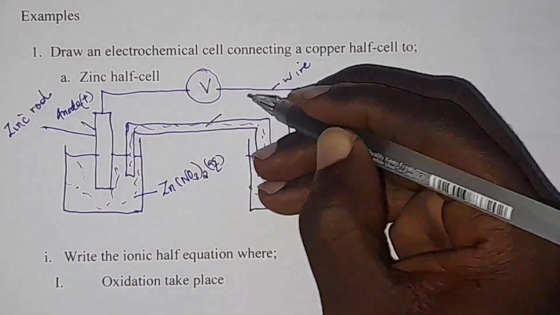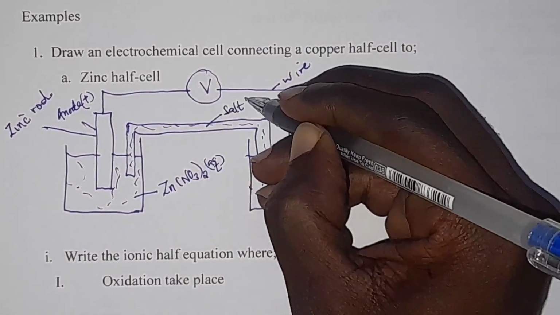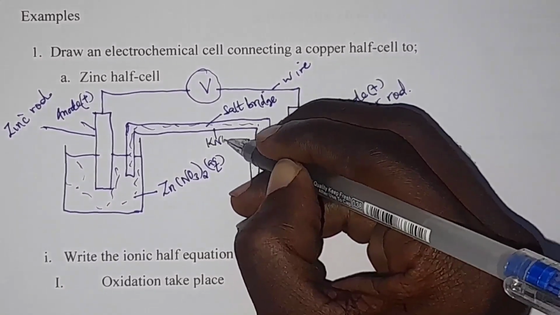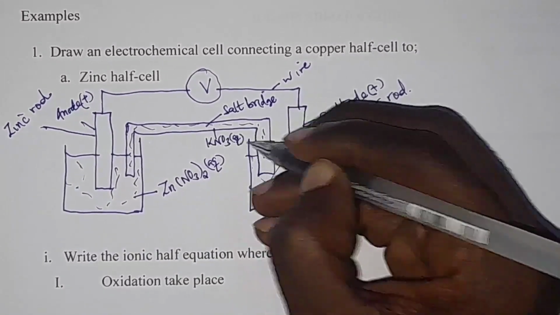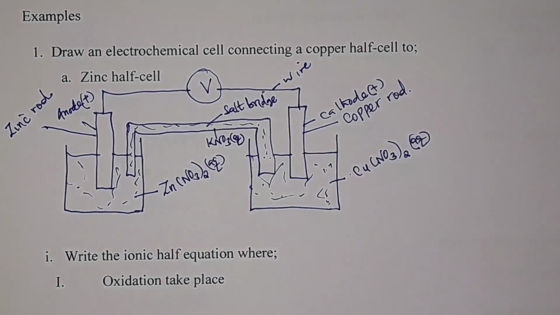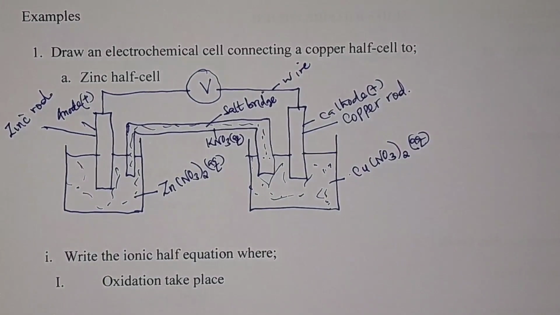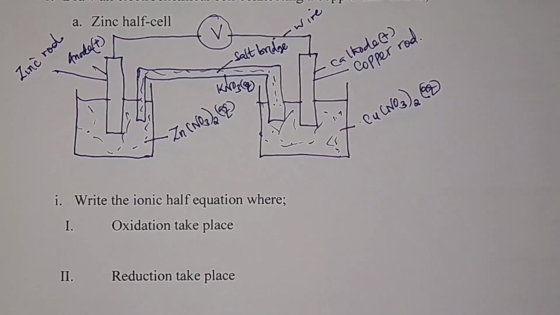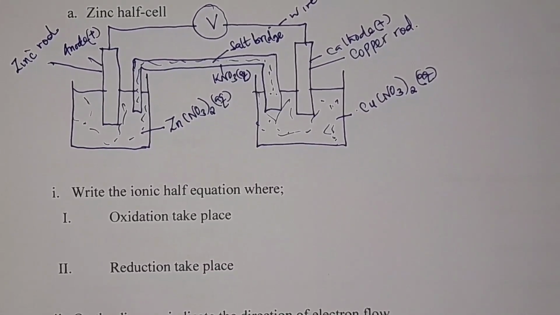So this is the salt bridge, and we can have potassium nitrate as our salt bridge. So I've drawn the electrochemical cell connecting a copper half cell to a zinc half cell. Okay, Roman 1, we are told to write the ionic equation where oxidation takes place.